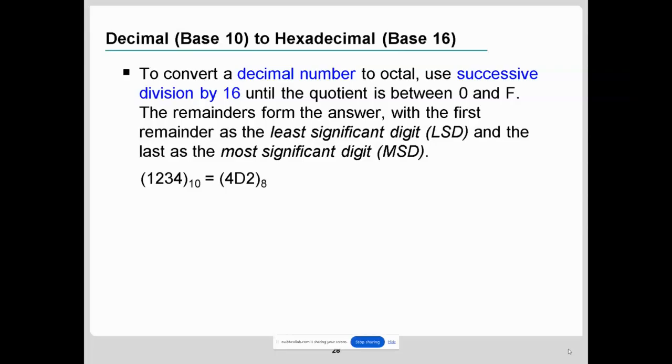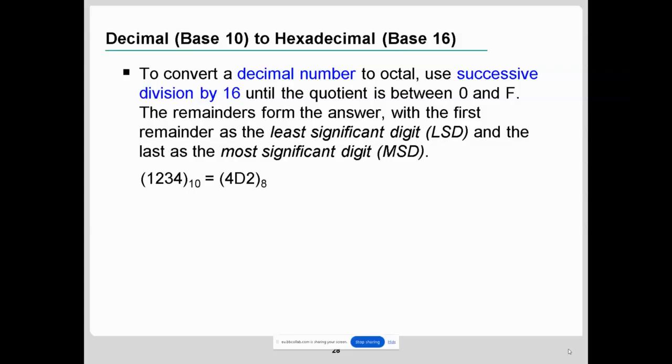Now we want to convert back. So we want to convert back. This is actually 4D2, which is base 16. But we want to convert back into decimal. So what can we do? Okay, now this, please remember, what will be now the weight?